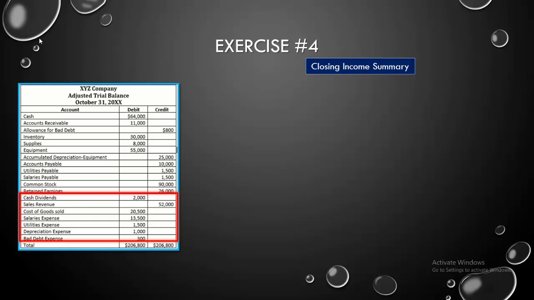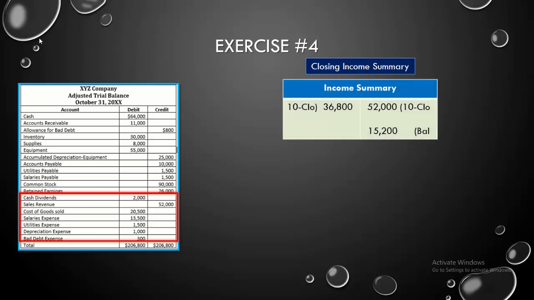In our third closing entry, we're going to close that income summary account that we just used to close our revenues and our expenses. Well, what does our income summary T look like right now? In the entry to close revenues, we credited income summary for $52,000. In the entry to close our expenses, we debited income summary for $36,800, which means our income summary account has a credit balance right now of $15,200. Anytime you had more revenues than expenses, this should always have a credit balance. We had more revenues than expenses. We have a credit balance.